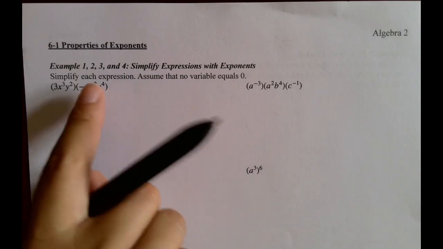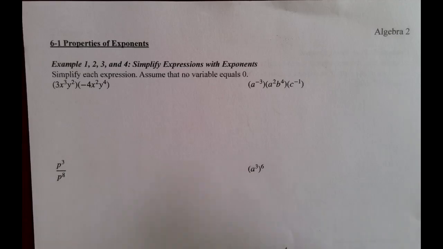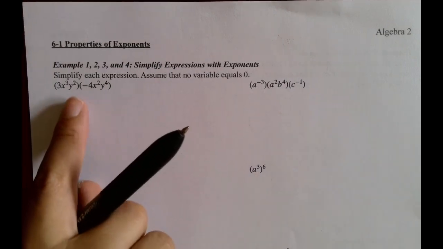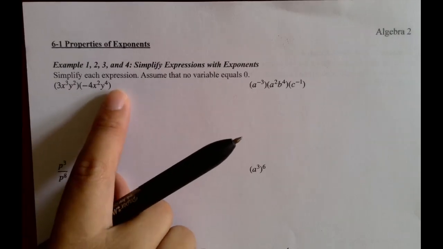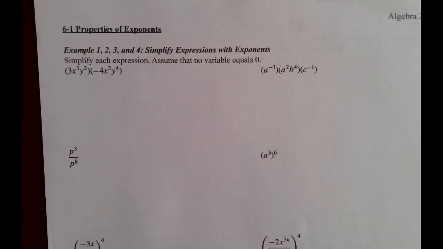So I'm going to kind of combine example 1, 2, 3, and 4 so that way you can see the different types of properties of exponents all together, because oftentimes you won't just see one separately on its own. Okay, so we're going to start by simplifying each one, and then we'll get started.